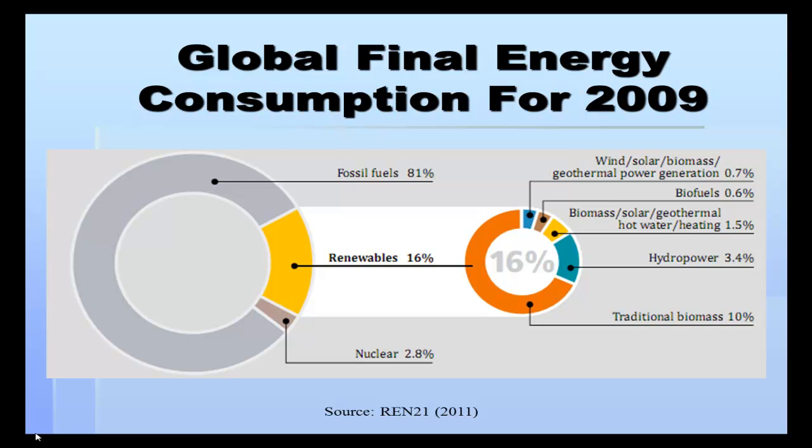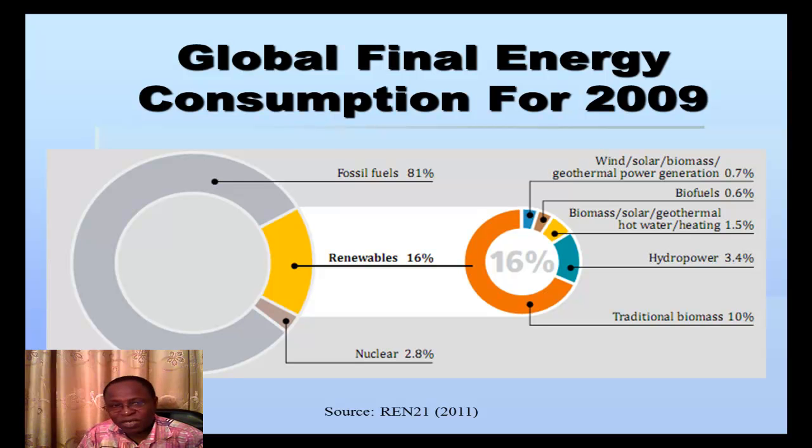Now, if you look at the global final energy consumption, here we are using data for 2009 coming from REN21, the Renewable Energy Network for the 21st century. You would see that renewables account for about 16% of the global final energy consumption. Fossil fuels account for a whopping 81%, and nuclear accounts for 2.8%.